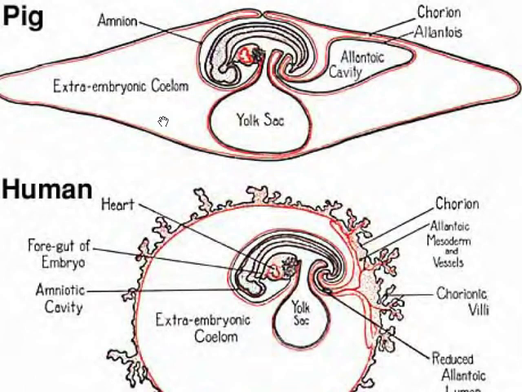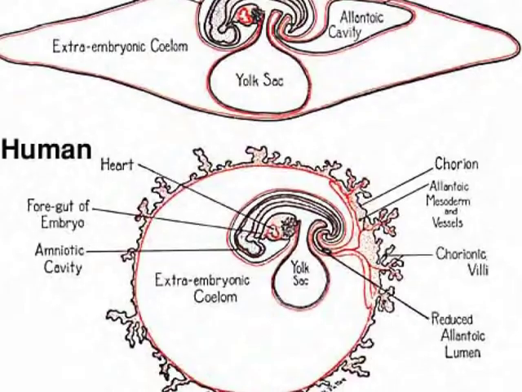We can also compare the pig to the human. In the human, there's a discoidal placenta. The allantois carries vessels out to that region, but there is no significant allantoic cavity in contrast to the pig, where the allantoic cavity is large because the allantois has to make extensive contact with the chorion, since this is a diffuse kind of a placenta, in contrast to the human.